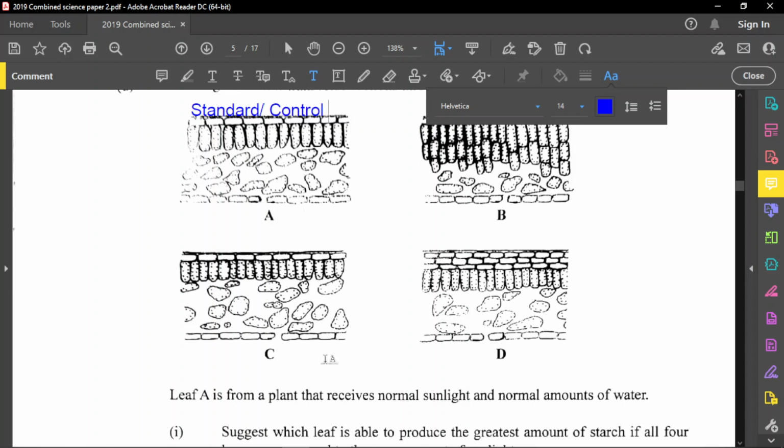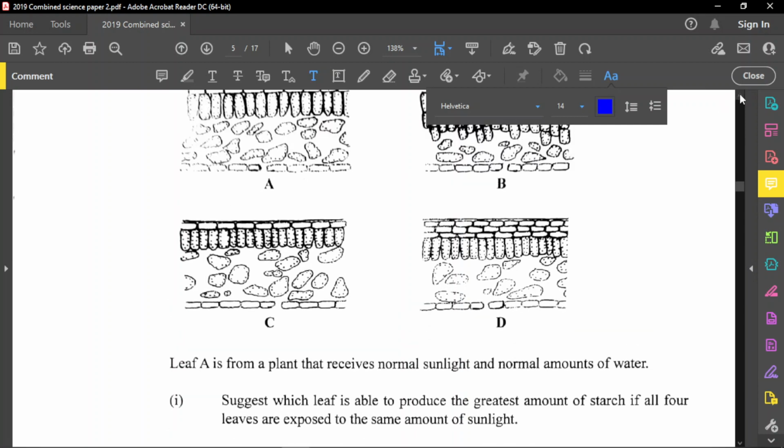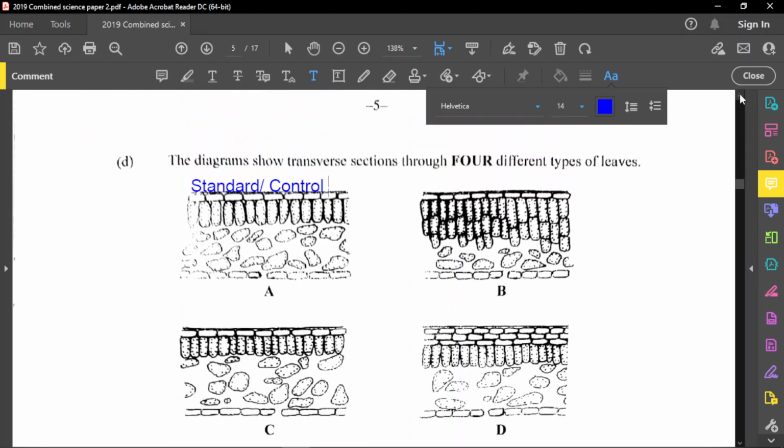For part 1 of this section, it says suggest which leaf is able to produce the greatest amount of starch if all 4 leaves were exposed to the same amount of sunlight. To produce the greatest amount of starch, you must produce the greatest amount of sugar, which means you must photosynthesize the most. So looking for which of these plants will photosynthesize the most, I'm going to point out something.